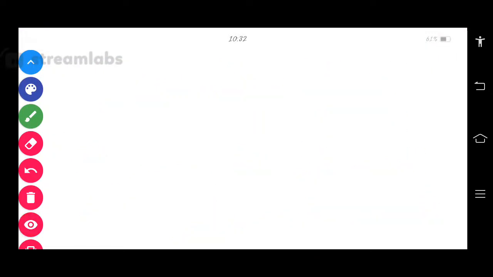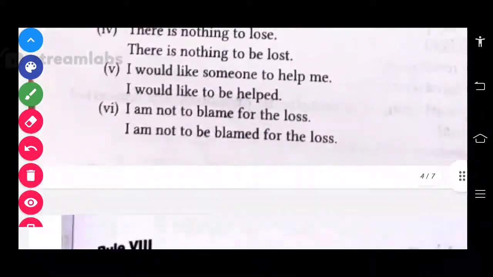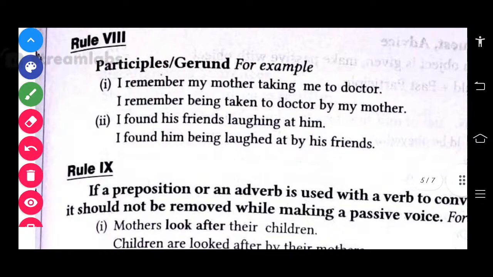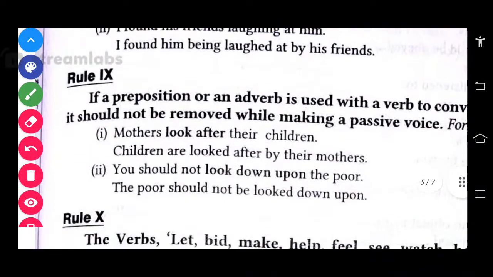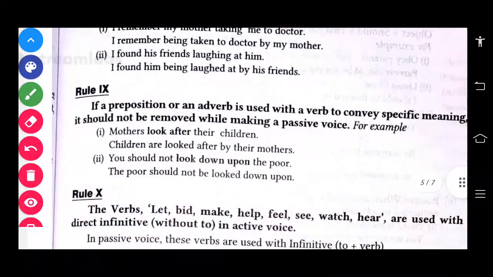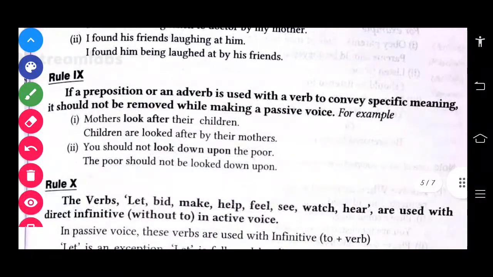So did you understand? When we have participles and gerunds, in that case we have to answer questions like this. Okay, right. Let us see the ninth one. Rule number nine: a preposition or an adverb is used with a verb to convey a specific meaning. It should not be removed while making a passive voice. We have to understand here. That is what I told.